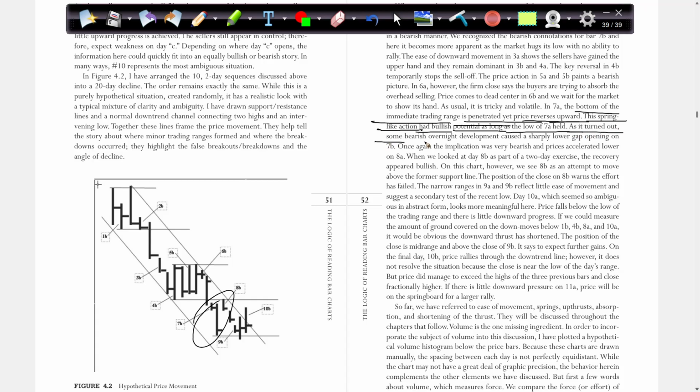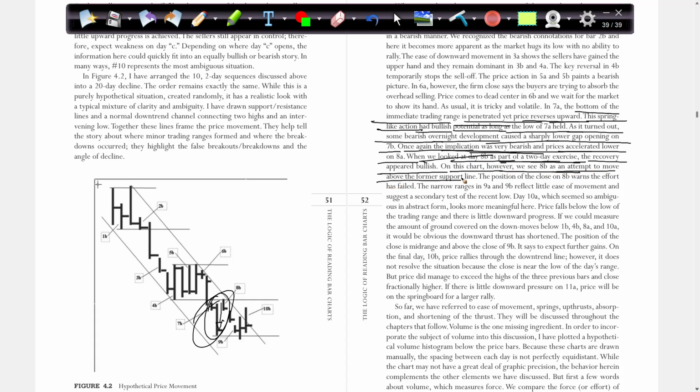As it turned out, some bearish overnight development caused a sharply lower gap opening on 7B. Once again, the implication was very bearish. Price accelerated lower on 8A. When we look at day 8B as part of a 2-day exercise, the recovery appeared bullish. On this chart, however, we see 8B as an attempt to move above the former support line.